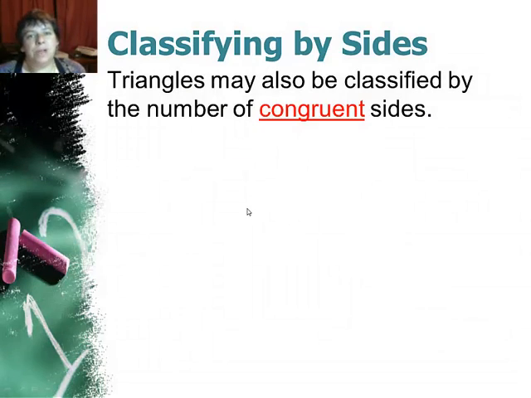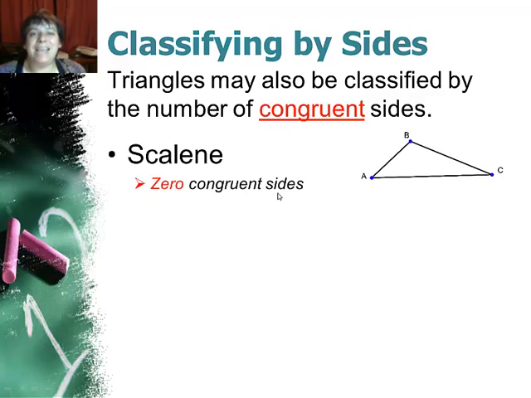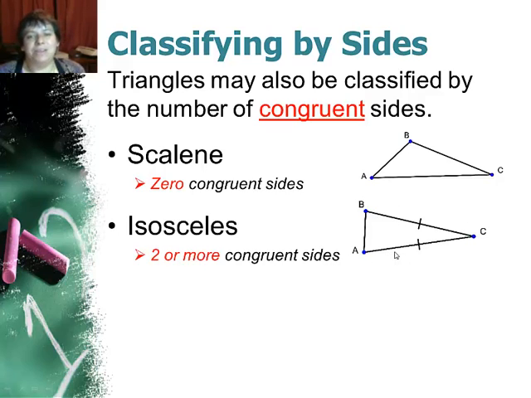You can also classify triangles according to the number of congruent sides. One of the first triangles is when you have no congruent sides, and the name for this type is scalene, 0 congruent sides. Now, one you probably remember the name of is when we have 2 sides congruent. You guys like this name. It's isosceles, 2 or more congruent sides.